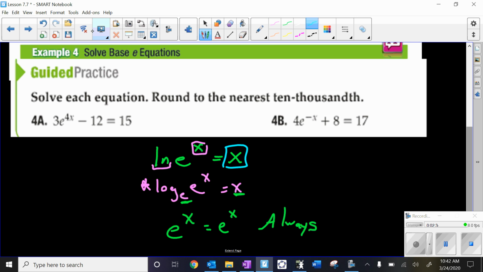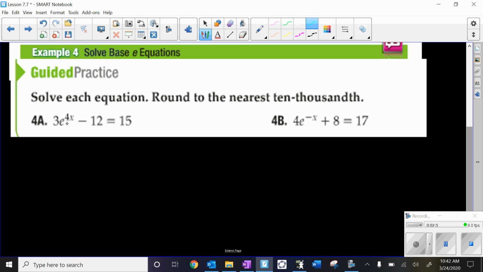the left one. Notice where my variable is. It's in the exponent. So I'm solving for an exponent. That's probably where we're going to need to use natural logs. Your goal is to get e to the 4x by itself. So we're going to add 12 over, then divide by 3. We'll do those in separate steps. So I have 3 e to the 4x equals, add that over, you're going to get 27.